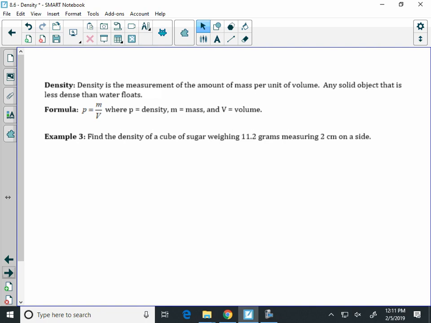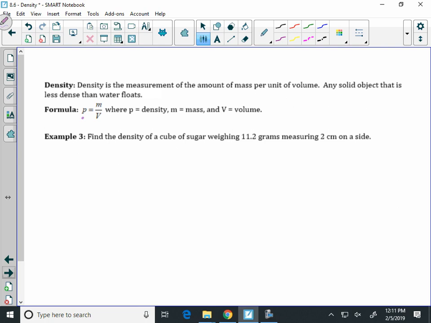The other type of density is regular old density. You maybe talked about this in science class. The reason we talk about it is that it incorporates volume. Density is the measurement of the amount of mass per unit of volume. Any solid object that is less dense than water floats. The formula for density, where rho stands for density, is mass over volume. You take the mass divided by the volume every time you're asked to find regular density.